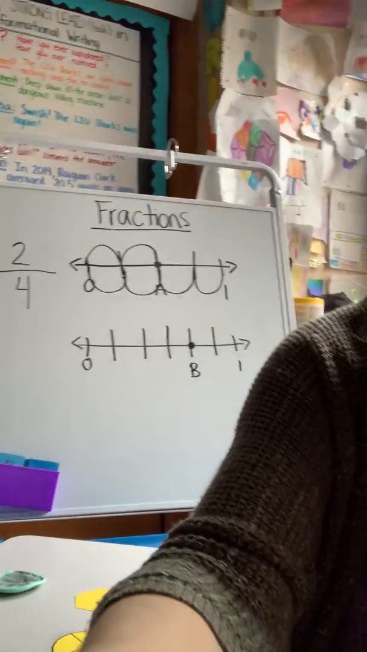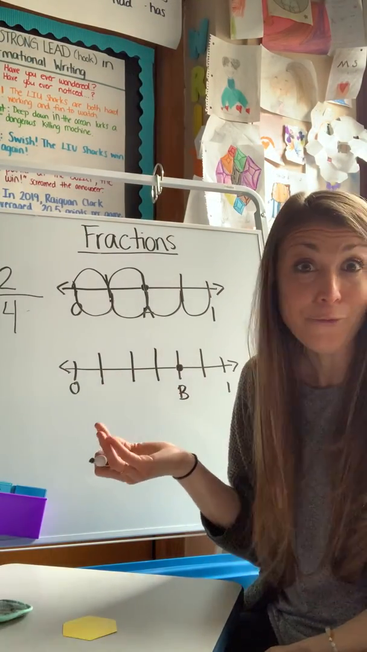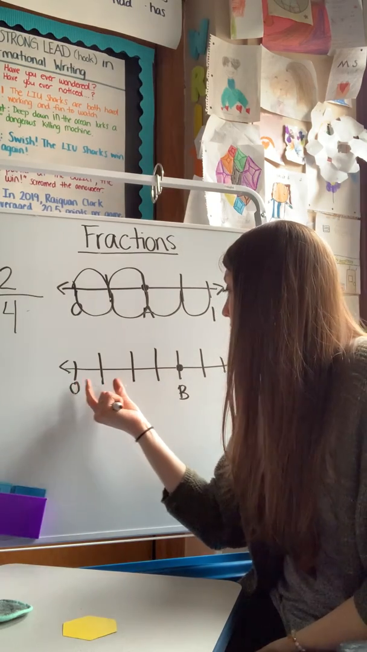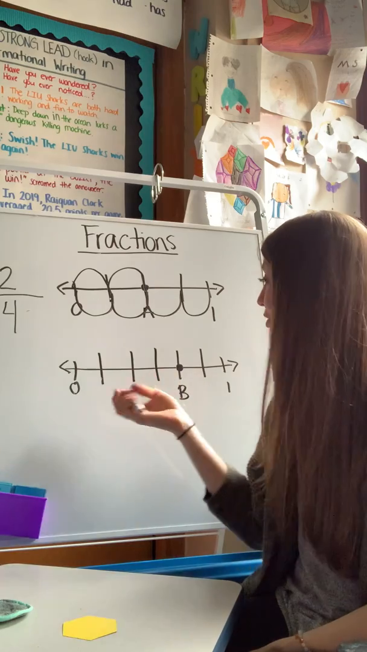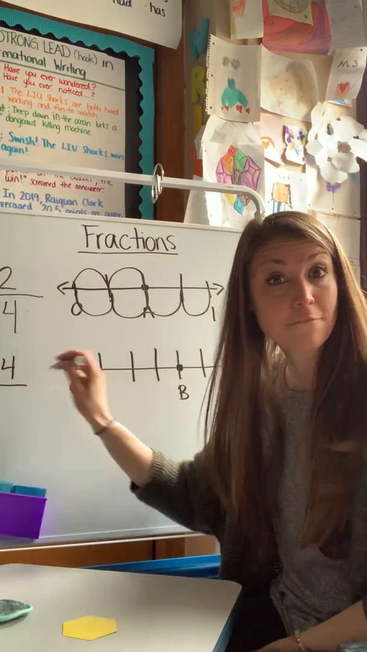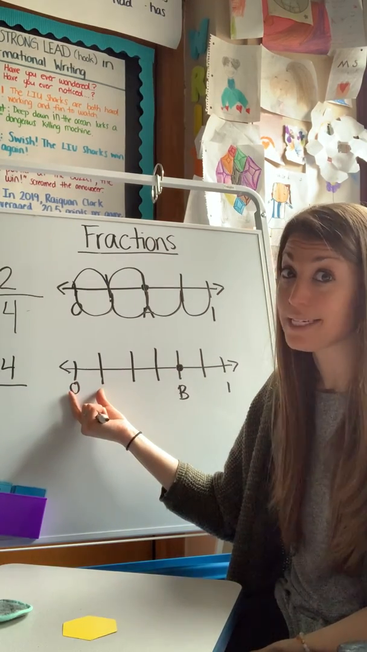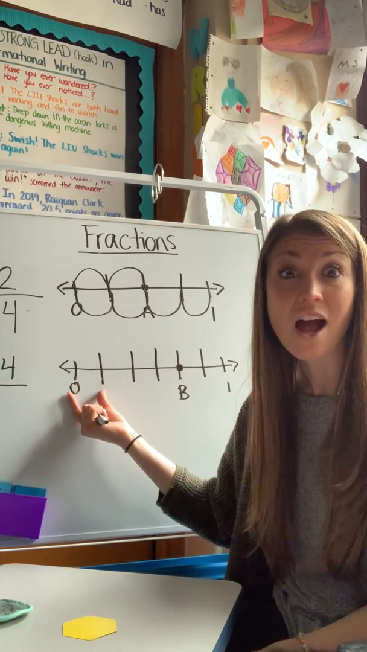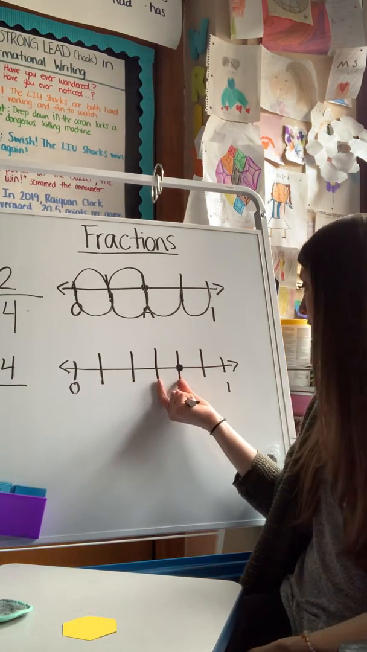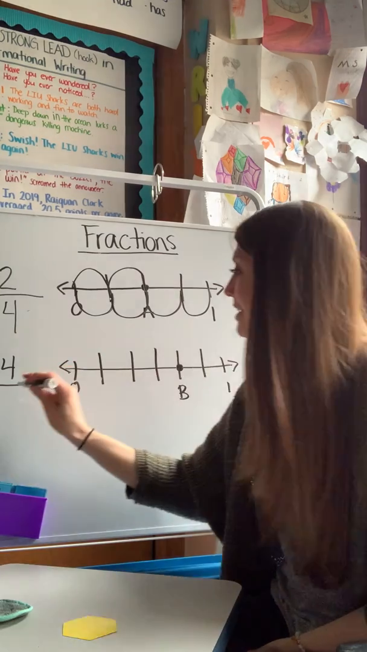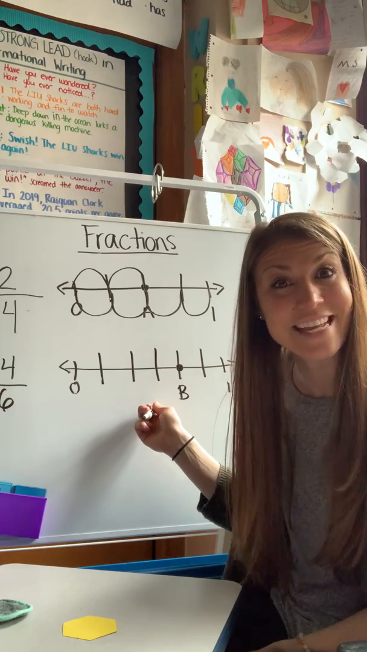All right, friends, so now let's go through this one together. I'm going to show you both strategies because they're both right. So let's count 1, 2, 3, 4. I ended at that dot, so my numerator is going to be 4. Now I'm going to check for my denominator. I'm going to go all the way to 1 whole because my denominator is how many parts there are of the whole. 1, 2, 3, 4, 5, 6. So I know that point B is 4/6 on this number line.